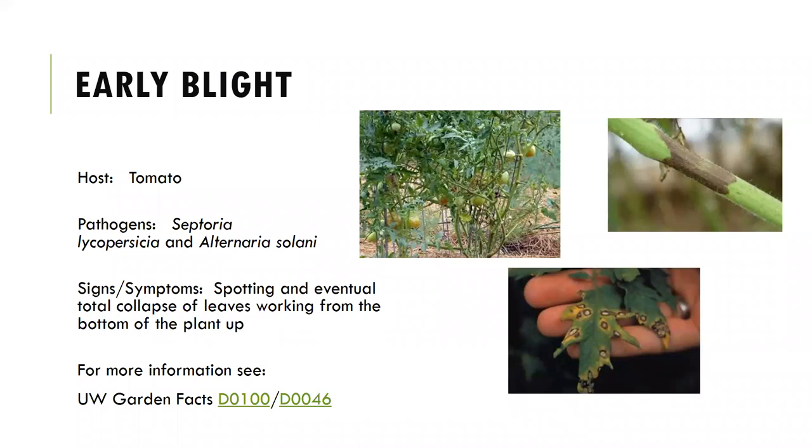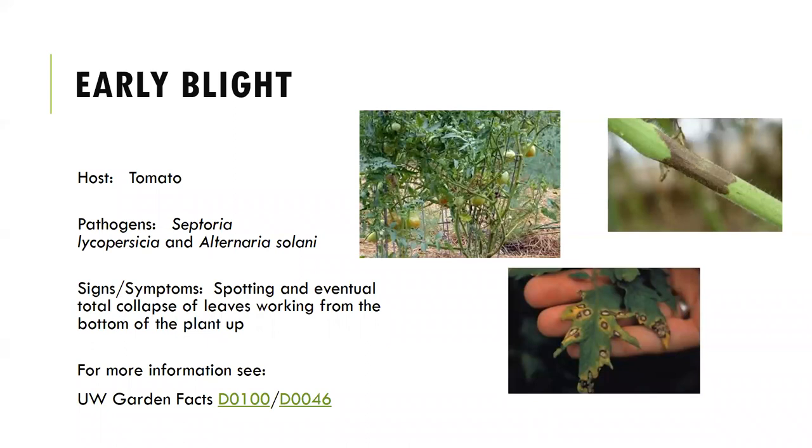They will start to enlarge, and they'll get almost a target-like appearance on them because the middle on those areas starts to die out, like you can see in the bottom picture. And then they have a yellow haloing around them. This is pretty characteristic of early blight. Eventually, these spots will kind of merge together and kill off the leaf or cause tissue death in the stem. Like I said before, it usually starts at the base of the plant and works its way up.